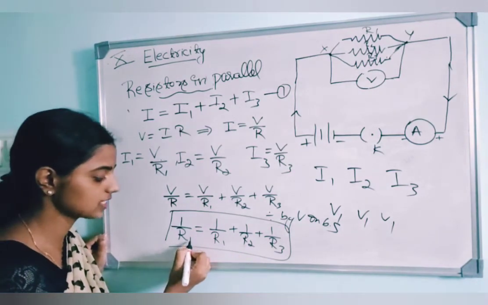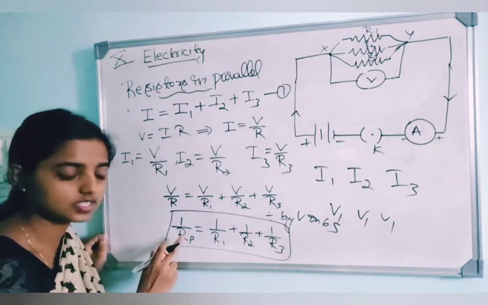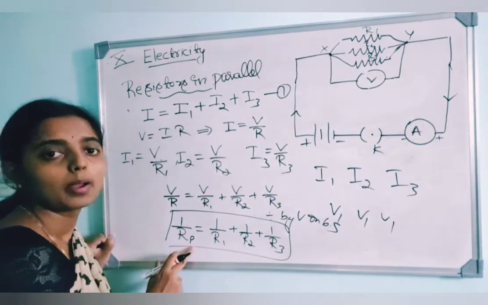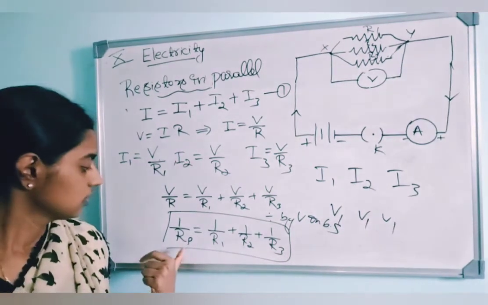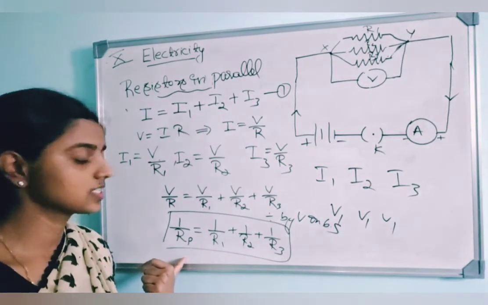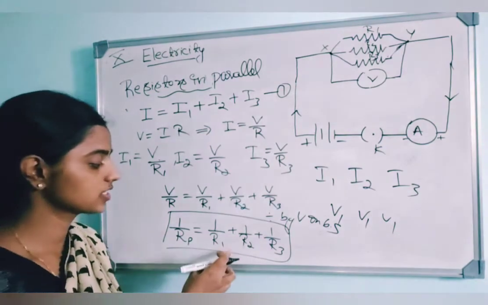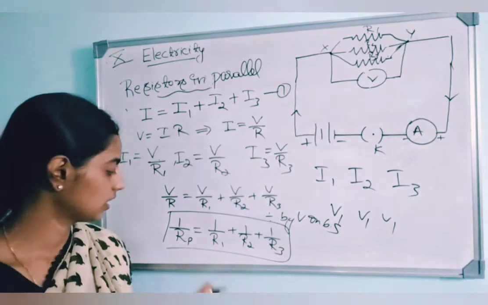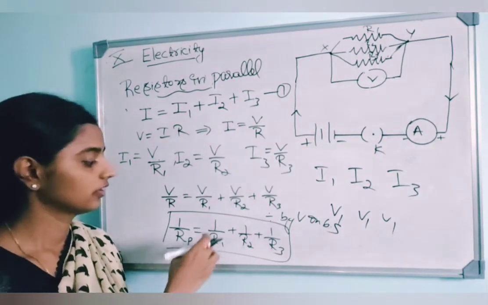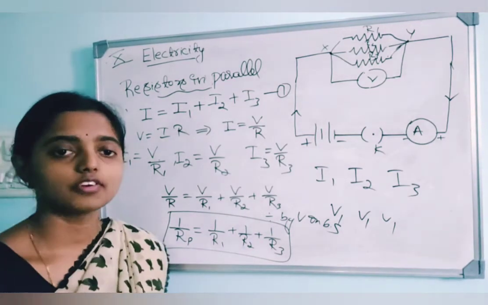So, let us write it as RP, which indicates resistors are connected in parallel. Here also, the same thing. The equivalent resistance of resistors in parallel is given by the sum of the reciprocals of the resistors R1, R2, R3 which are connected in parallel, and the same RP will be smaller when compared to the value of R3.